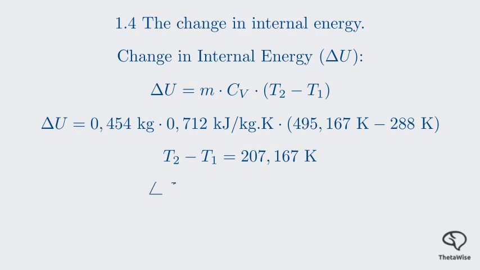Delta U equals 0.454 times 712 times 207.167, which gives us approximately 60,966 kilojoules. This positive value indicates that the internal energy of the gas increased. This value perfectly matches the result in the memo. We've reached the final part of our calculation, part 1.5, which asks for the heat flow through the cylinder walls.